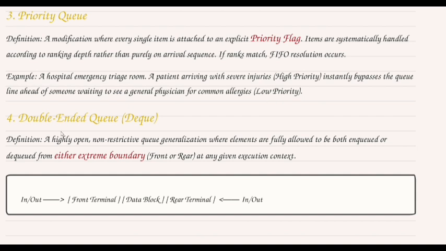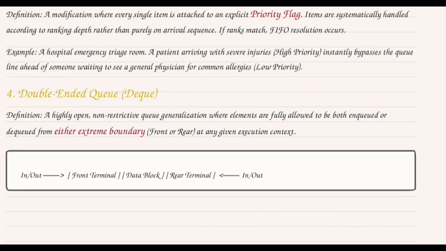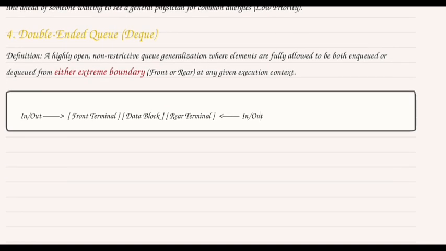The double-ended queue, also called a deque. It is a highly open, non-restrictive queue generalization where elements are fully allowed to be both enqueued or dequeued from either extreme boundary, front or rear, in any given execution context. Here you can clearly see the diagram. I think you can understand.